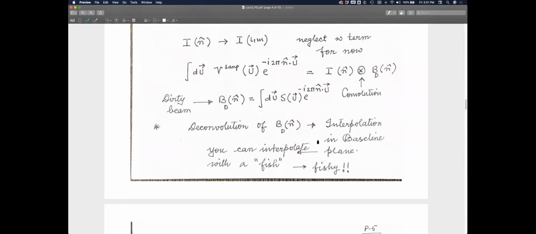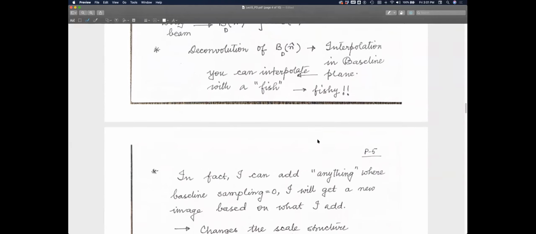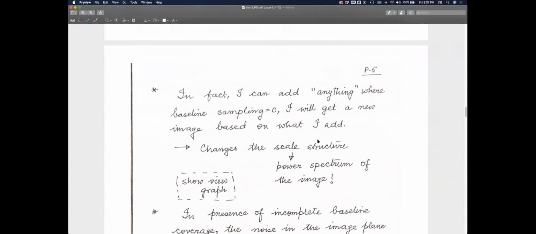So as I have written, you can interpolate with a fish in the box where you have not measured. So your image will be fishy. If you interpolate with an elephant, the image can resemble an elephant. So the basic point is that how you do this interpolation, how you fill up the baseline points where the visibilities are not measured, your image depends on that.